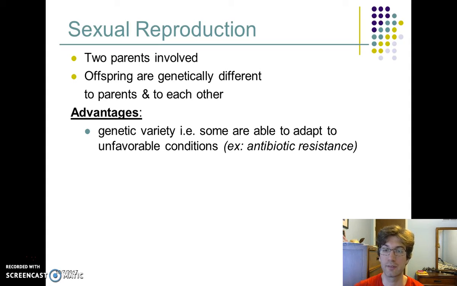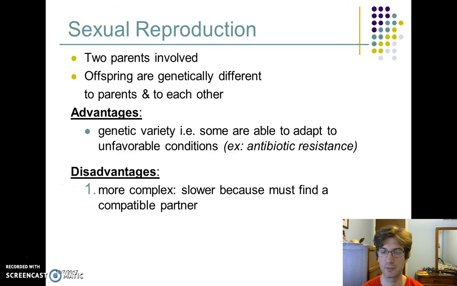This is what we're going to be calling antibiotic resistance, and that is going to be a key term. It's just not necessarily in this section, so we will go over that again. But the mixing of genetic material does allow mutations in that genetic material and therefore alterations in the genetic makeup of the different cells. Disadvantages: this is much more complex, and it's slower because you have to go through the whole process, plus you have to find a compatible partner. Not all bacteria are going to reproduce with every other type of bacteria out there.